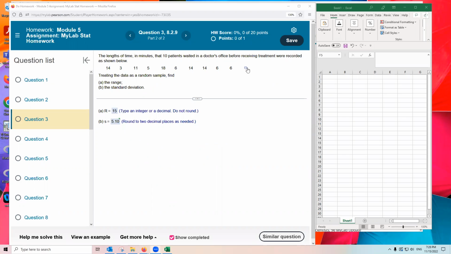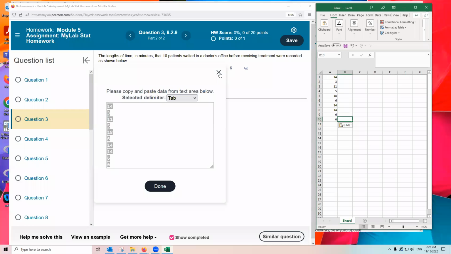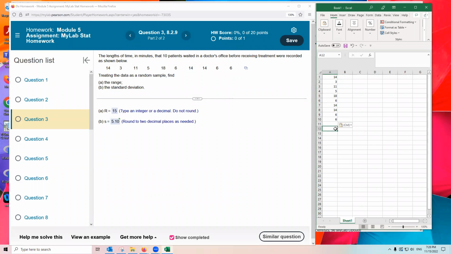So one thing I'm going to do is copy this data to the clipboard because I don't want to retype it. So I'm doing a copy, and I'm coming over here to Excel and doing a paste, and here are the numbers copied. Now I can use a command in Excel to find the standard deviation of a sample, and that command is equals stdev.s. So that's standard deviation for a sample.